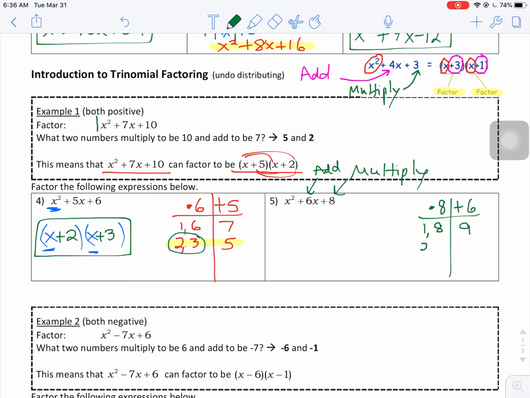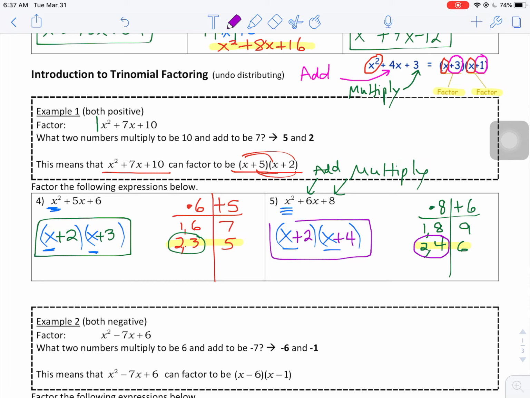Let me try 2. 8 divided by 2 is 4. 2 plus 4 is 6. So yes, that works. So I come over to the left side. I get ready to write my answer. Anytime we're doing a basic trinomial, we always start with our two sets of parentheses. The first term is always the x and the x, because that is us splitting up x squared. Then use the numbers that you found over here that actually worked, so the 2 and the 4. Put a 2 in one set of parentheses and a 4 in the other set of parentheses.